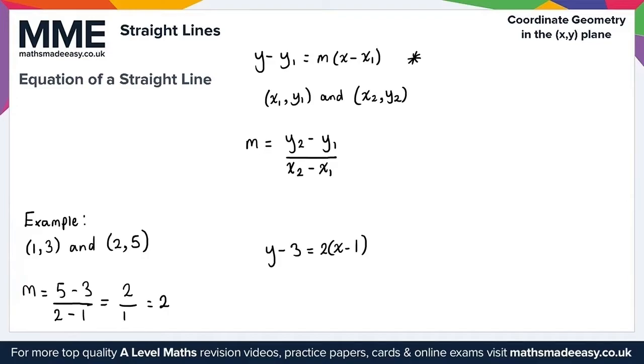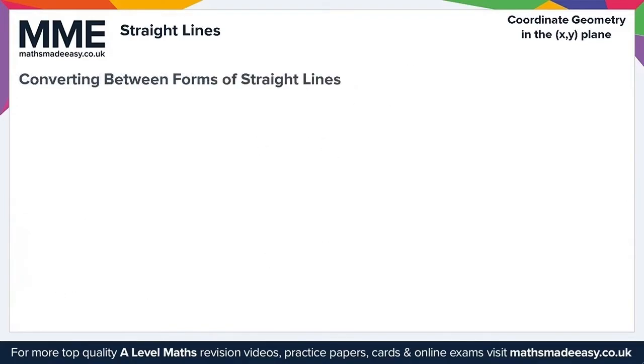Moving on now to take a look at converting between forms of straight lines. There are 3 forms of straight line equations that we need to be familiar with. We have already met y minus y1 is equal to m times x minus x1, so we're already familiar with this expression. However, there are 2 other straight line equations that we need to be aware of: y equals mx plus c, which you might recognise from GCSE Maths, and ax plus by plus c equals 0.